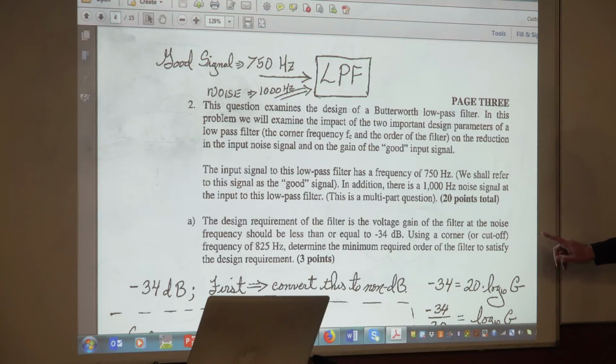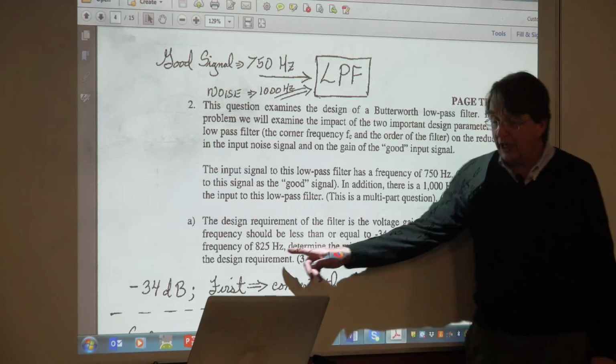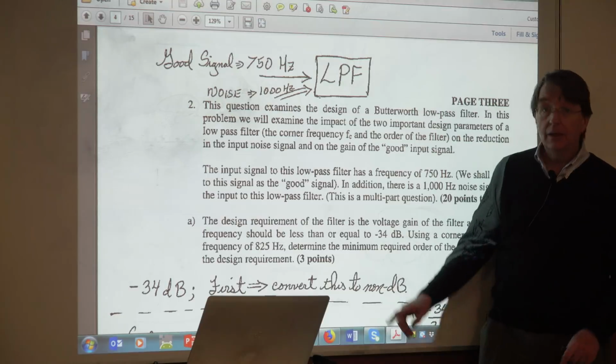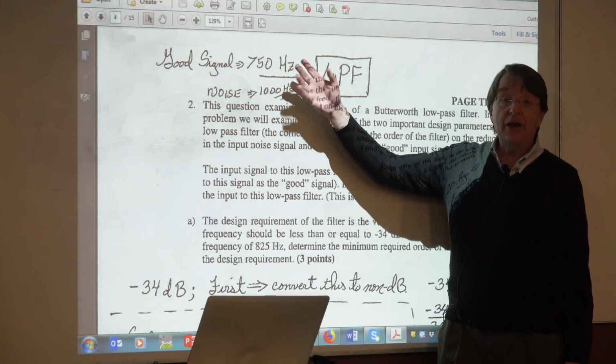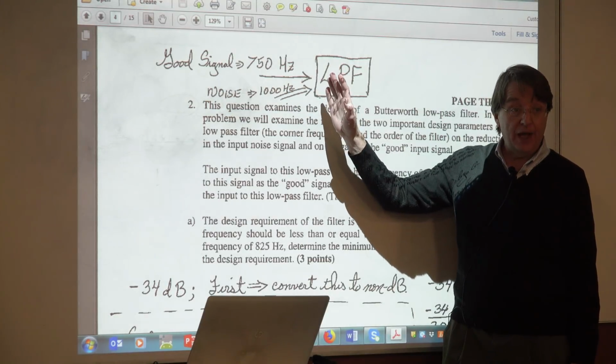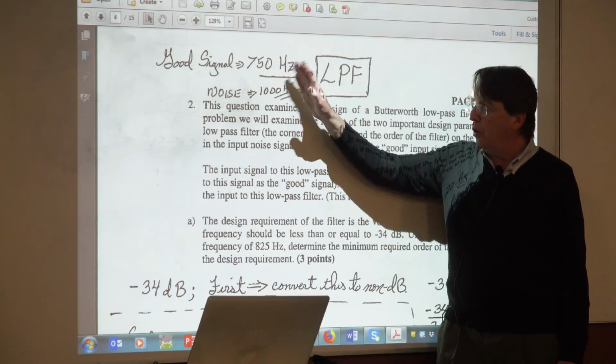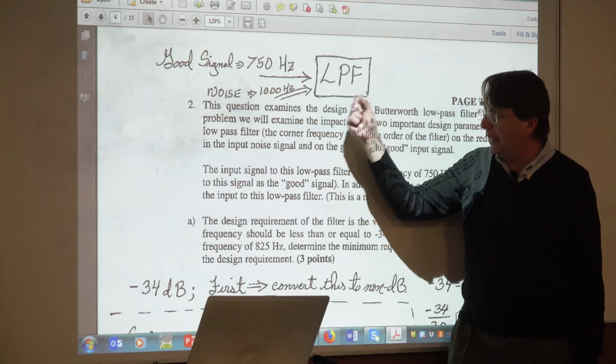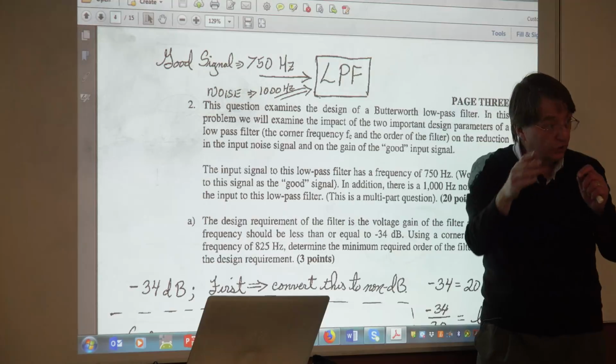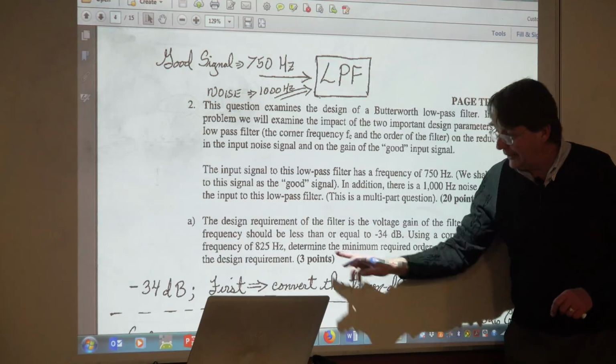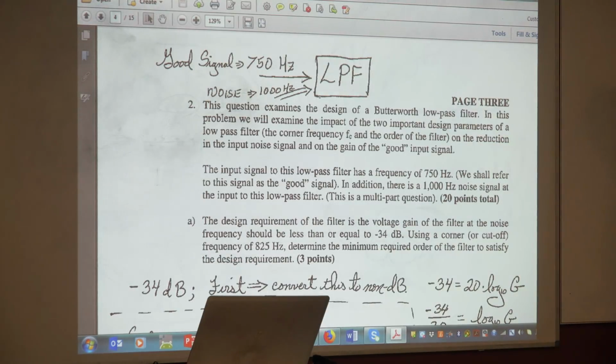Using a corner frequency of 825. Now, what does that mean? Below 825, you get through. Above 825, we start dropping off. So I tell you, the corner frequency is 825. Determine the order of the filter.